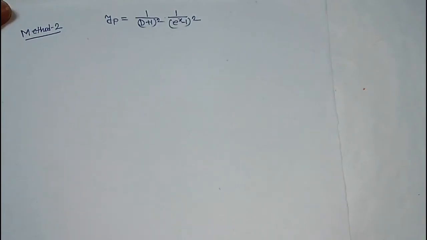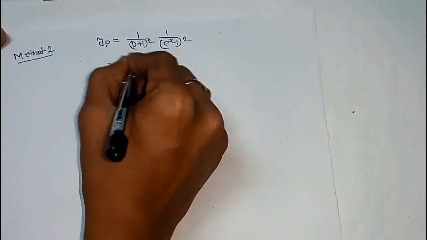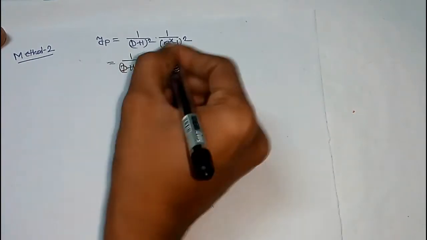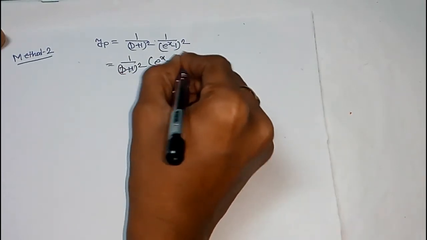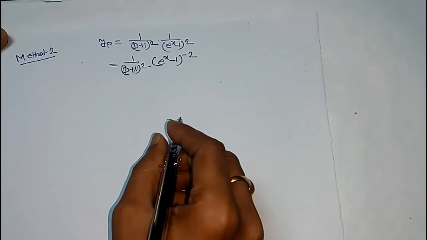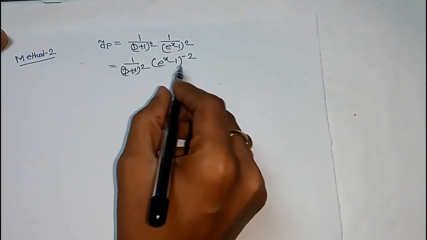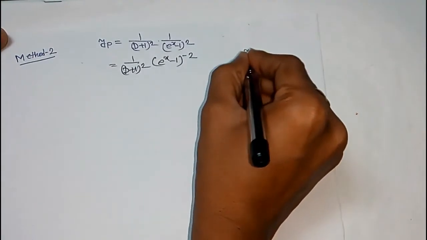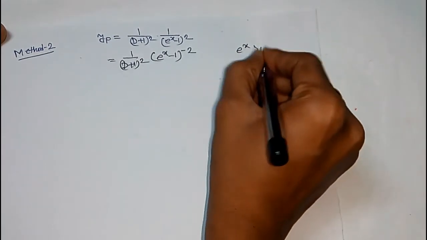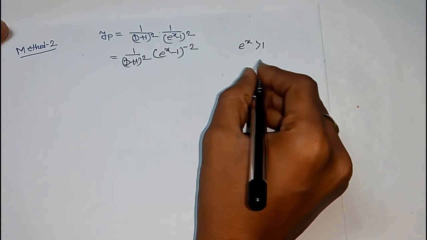Next, consider method 2. In this method, we shall expand the function in binomial series. Now, we write the right hand side function as (e to the power x minus 1) to the power minus 2. Now, if we want to expand this function in binomial series, then it will be an infinite series, and the common ratio of that series is e to the power x, which is strictly greater than 1 for any positive value of x. Therefore, the series is not convergent.